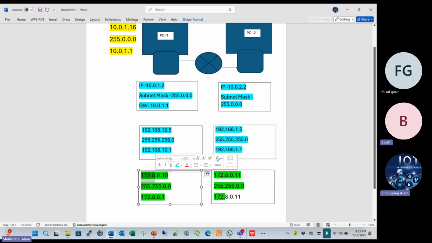If I change this to 5 and also change here to 5 7, and also change the gateway to 7, will both PCs communicate or not? Faisal bhai, give me your answer. No, it will not communicate without routing.